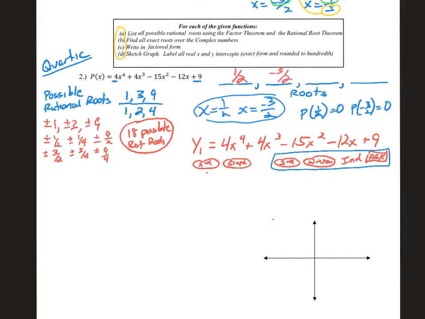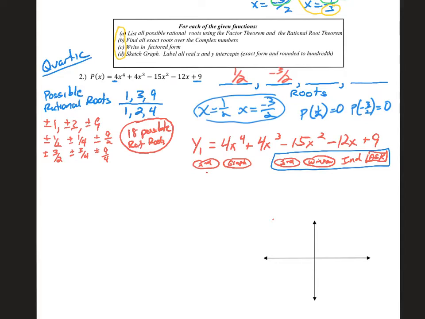Technically, I'm halfway done with the problem, right? There's 4 roots. I just found 2 of them. But to find the other 2 roots is going to be a little bit harder. And this is where we're going to use our synthetic division. And we are going to whittle this quartic polynomial down until it's a quadratic.